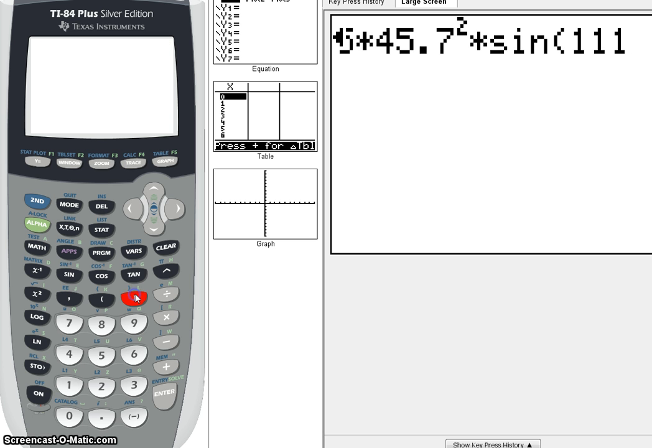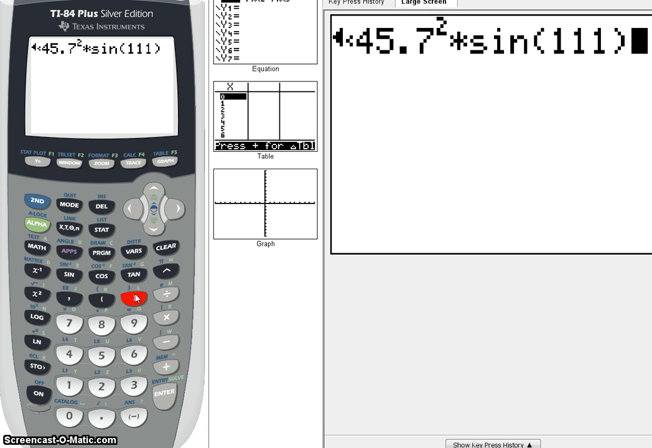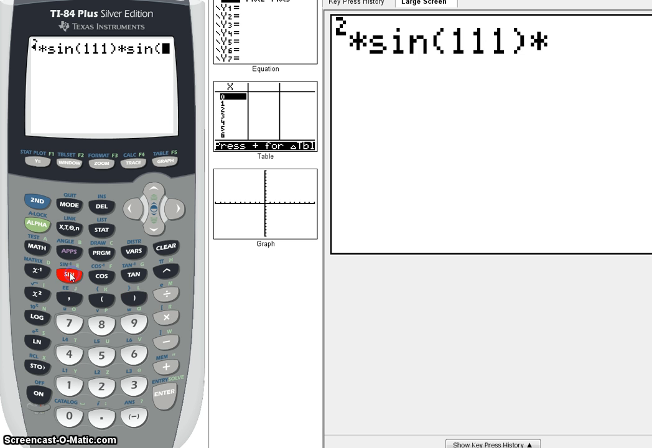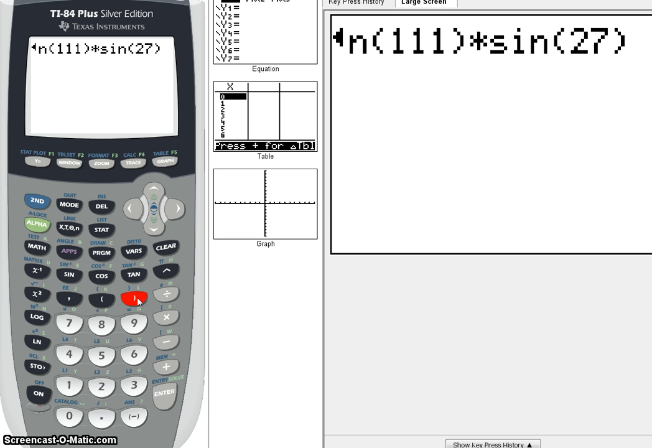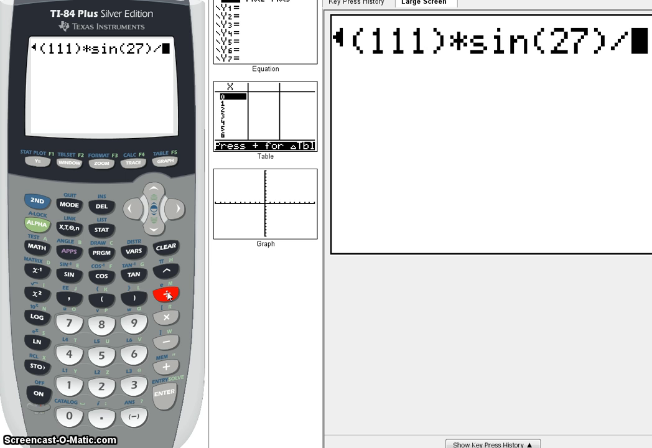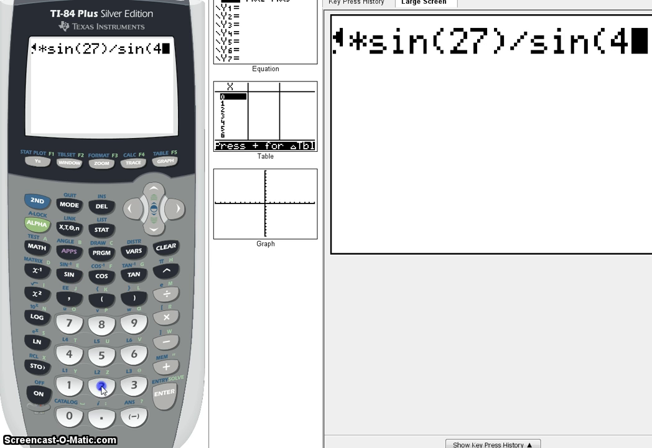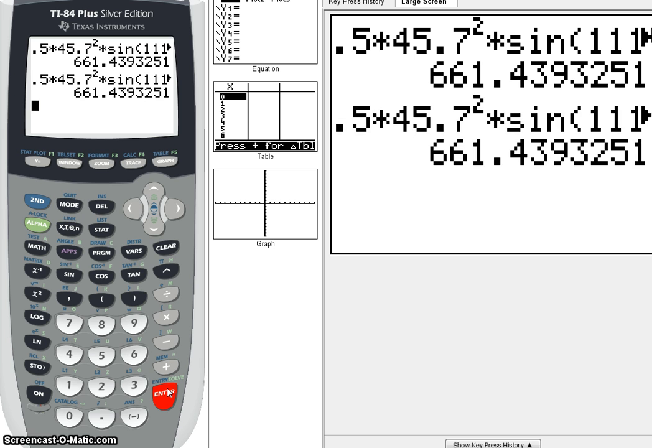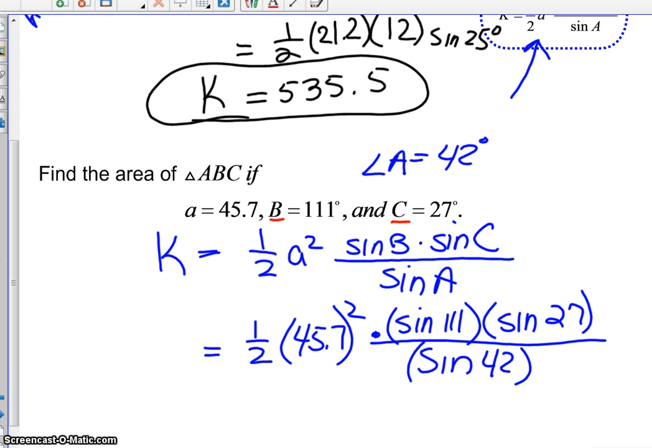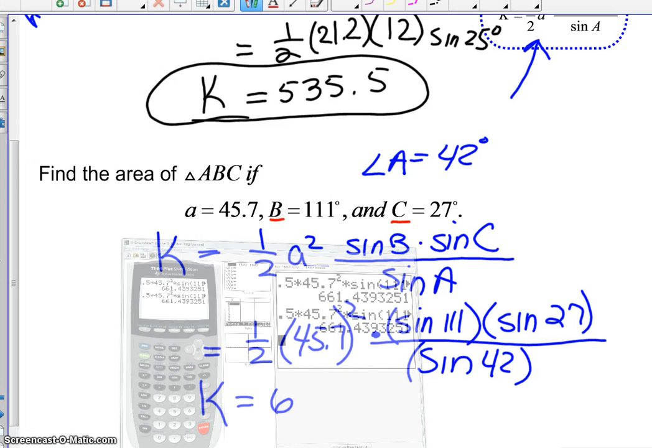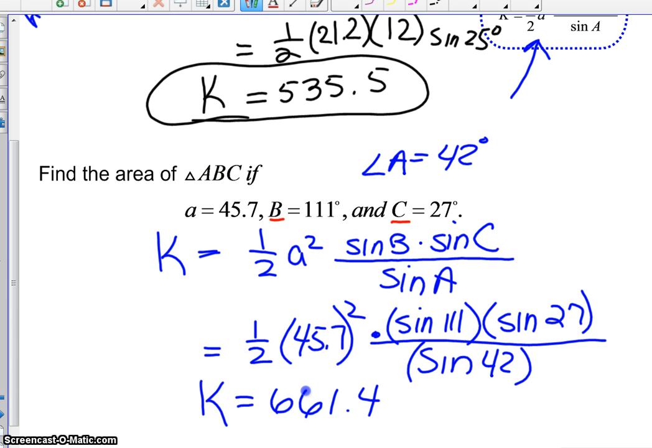And then that was multiplied by the sine of 111. That's 111. And the big thing I have to do is say, okay, I end my parenthesis there. And I'm going to multiply it by the sine of 27. And my parentheses, that's really important. And then I was finally dividing it by the sine of 42. My final answer, 661.4. So that's going to be my answer there, is that my K here is equal to, oh, now I got to even remember what I had, 661.4. All right, that is the area of this particular triangle, of triangle ABC.